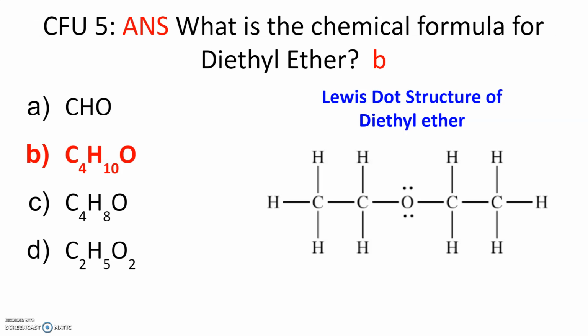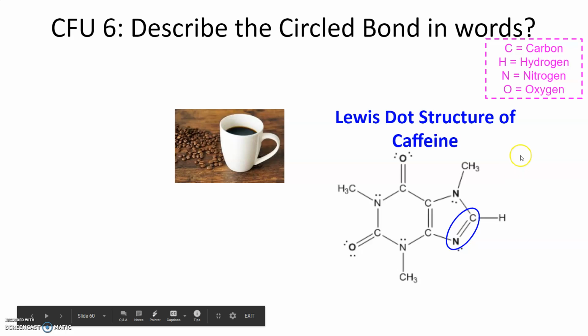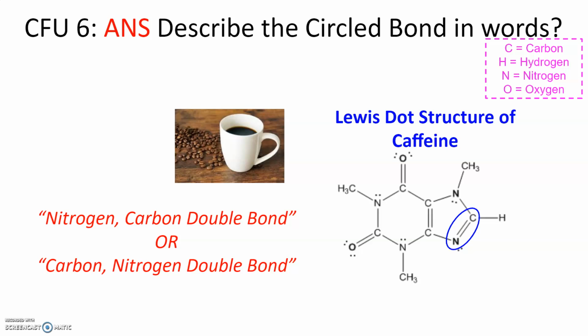Great, so we would just count up the number of carbons, hydrogens, and oxygens in this structure, and the answer would be B. All right, another primer question. Describe the circled bond in words. So that bond here that's circled in blue, how would you describe that in words? Pause the video now. When you press play again, the answer will be revealed. You can call it nitrogen-carbon double bond or carbon-nitrogen double bond.